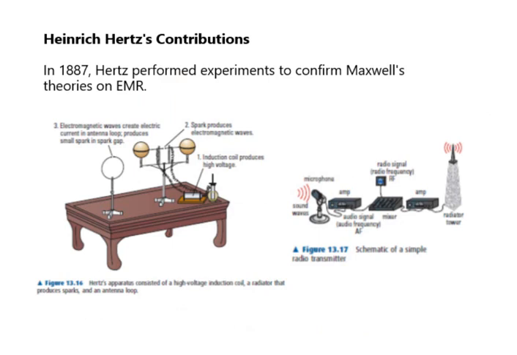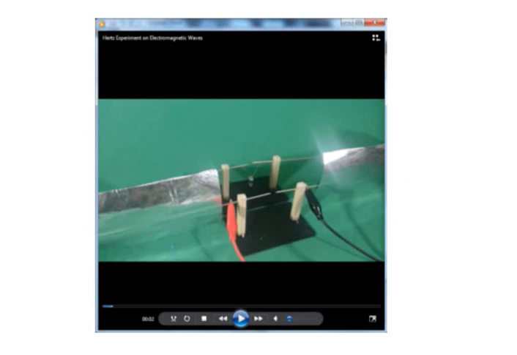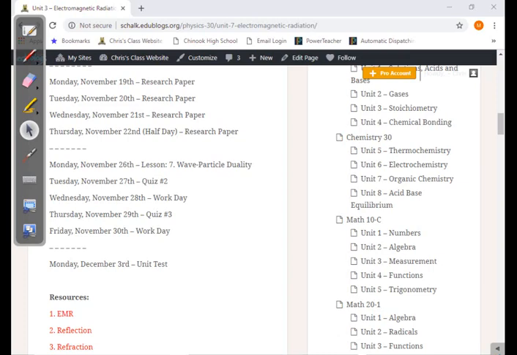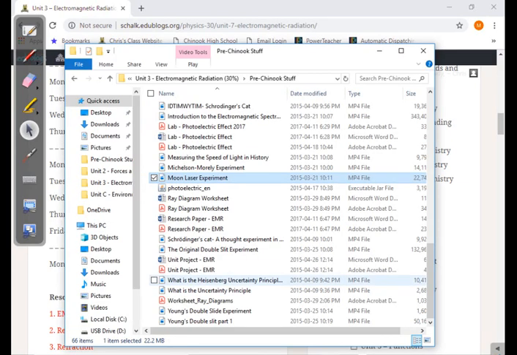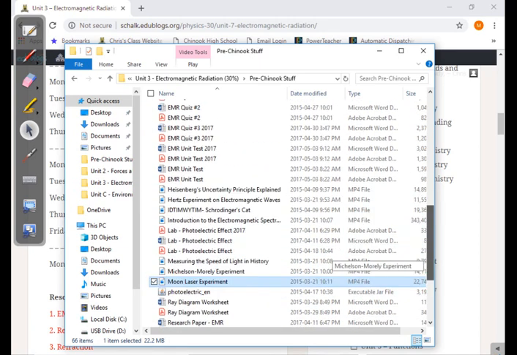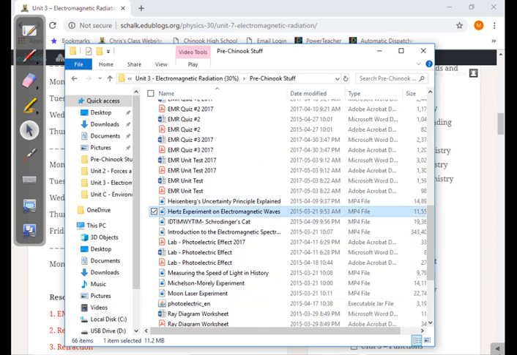And rather than me try to demonstrate it, I got a video here I'm going to show you. So I'm going to hop over into here and find the video file, and hopefully this makes sense. Liam, can you do me a favor? Can you hit the lights for us just so you can see this better? I need to find the video on the Hertz experiment.